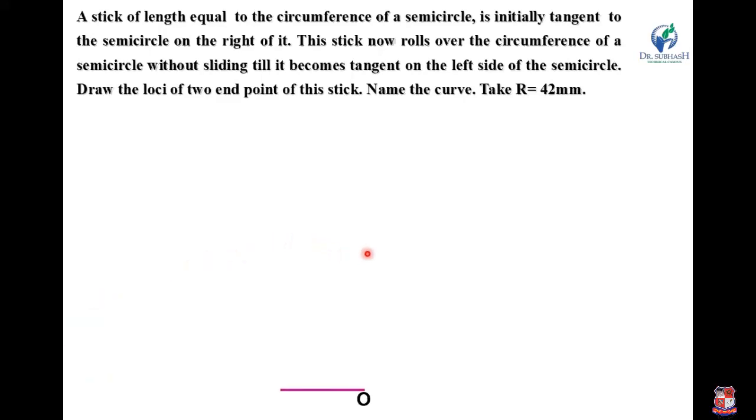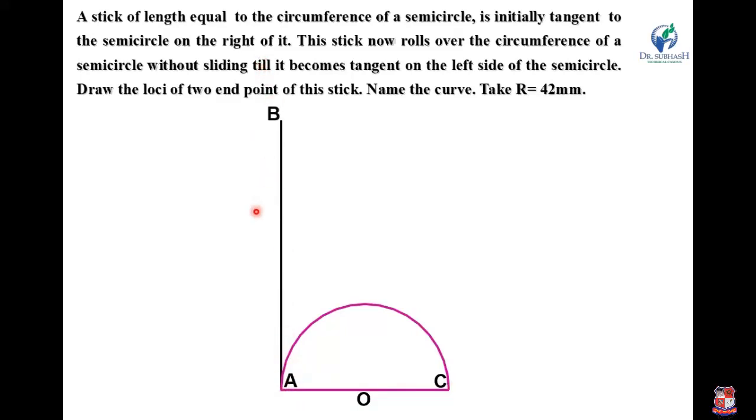So for that, first of all, take point O and draw a line AC. Draw a semicircle of radius 42 mm. Now a stick AB, which is tangent on this side. Now divide this semicircle into 6 divisions. Similarly, divide this line AB into 6 divisions.